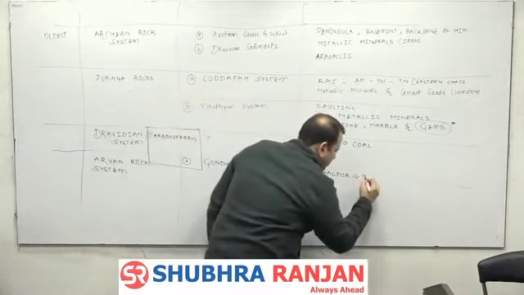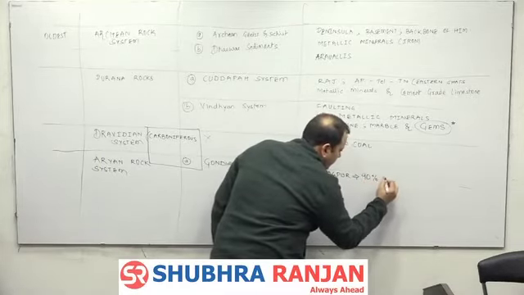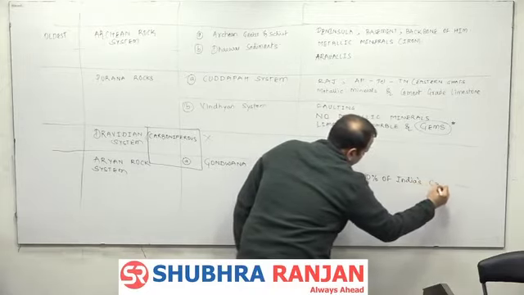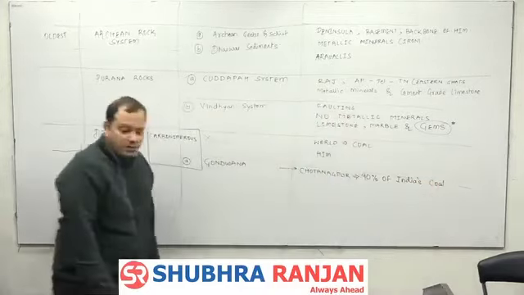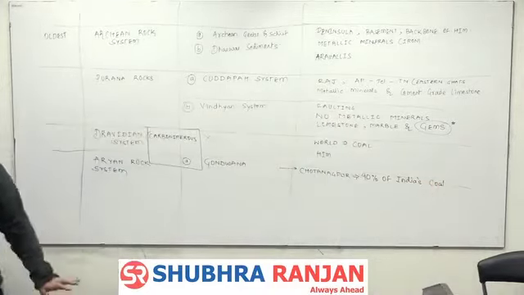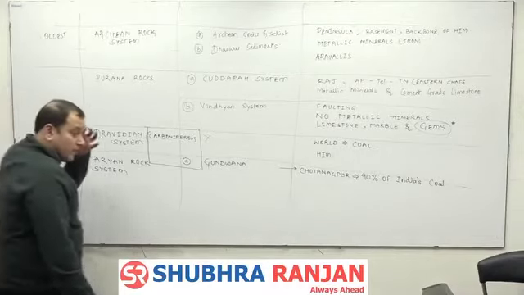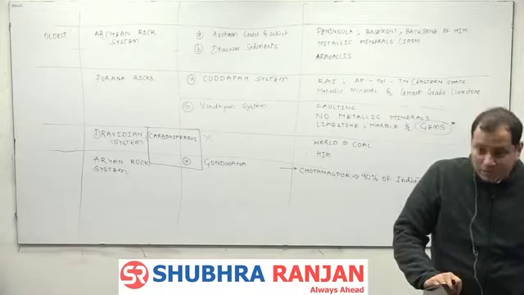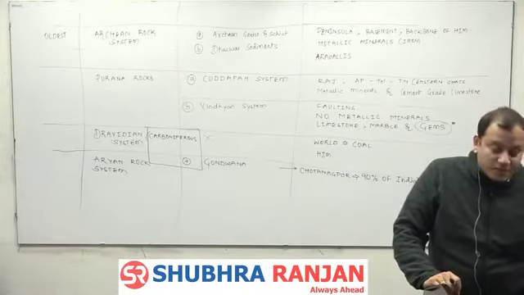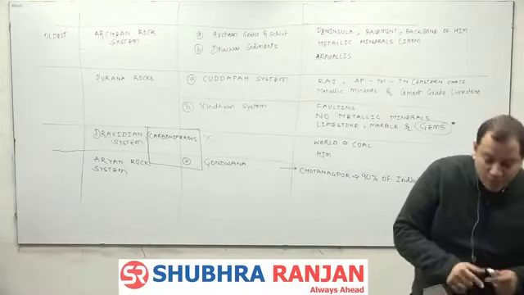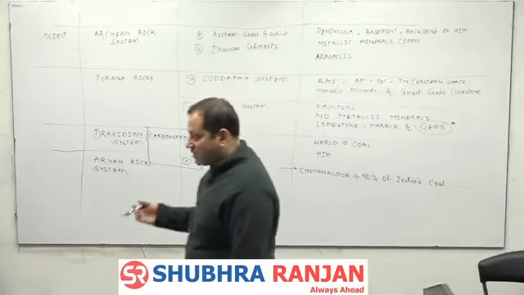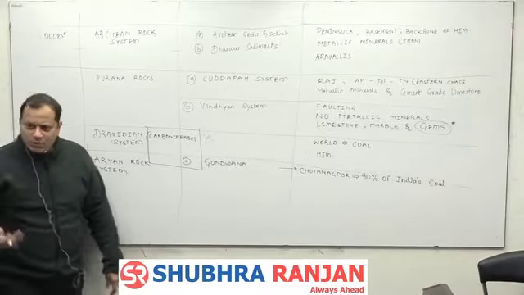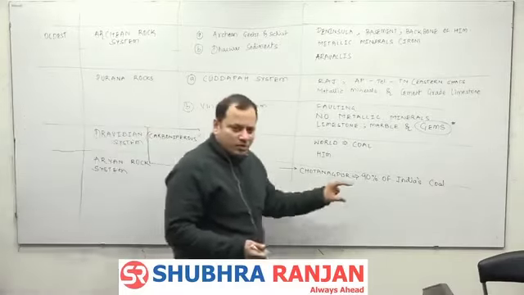And what is the most important part here? 90% of India's coal belongs to the Gondwana system. It has 90% of India's coal, this Gondwana rock system. So India's coal does not belong to the Carboniferous period, it belongs to the upper Carboniferous period, which is present in the Gondwana system. And which states? Chhattisgarh, Maharashtra, Jharkhand, Orissa, West Bengal, Raniganj coal fields, etc. all belong to the Gondwana rock.